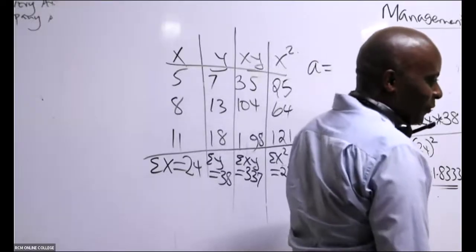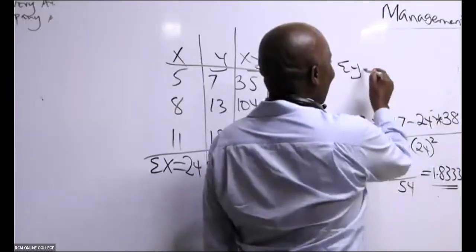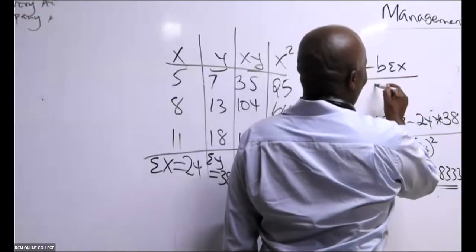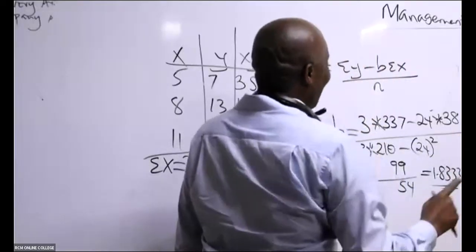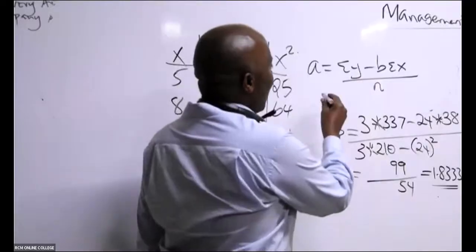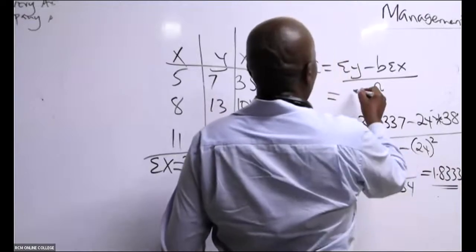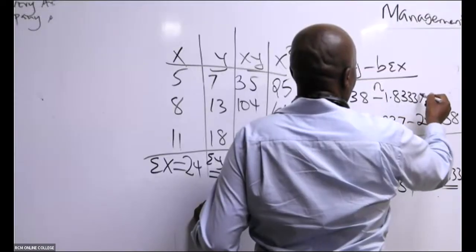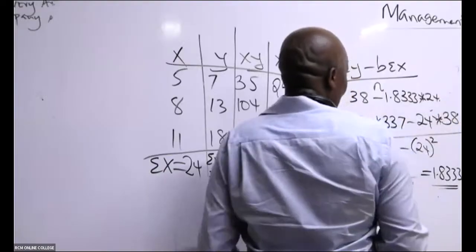Is there somebody who is able to remember the formula? Summation Y minus B summation X over... You've tried, but you have struggled a little bit. Don't worry, I will get you in a moment. So summation Y, do we have summation Y? Summation Y is 38 minus B, which is 1.833, isn't it? Times summation X, which is 24, isn't it?